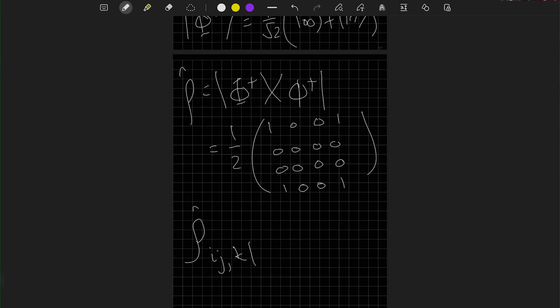It will have these 16 elements, but not all of these elements are independent because the trace has to be one. So there are 15 independent elements. In fact, Hermiticity imposes additional constraints. If you just have the upper triangular part of the density matrix, you can figure out the lower triangular part because of Hermiticity. This term is going to be the complex conjugate of this term, this of this, and so on, because the matrix has to be Hermitian.